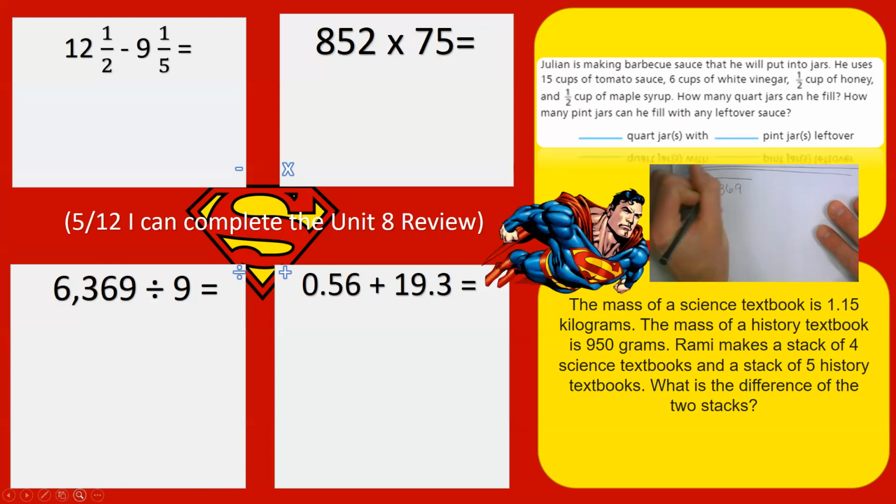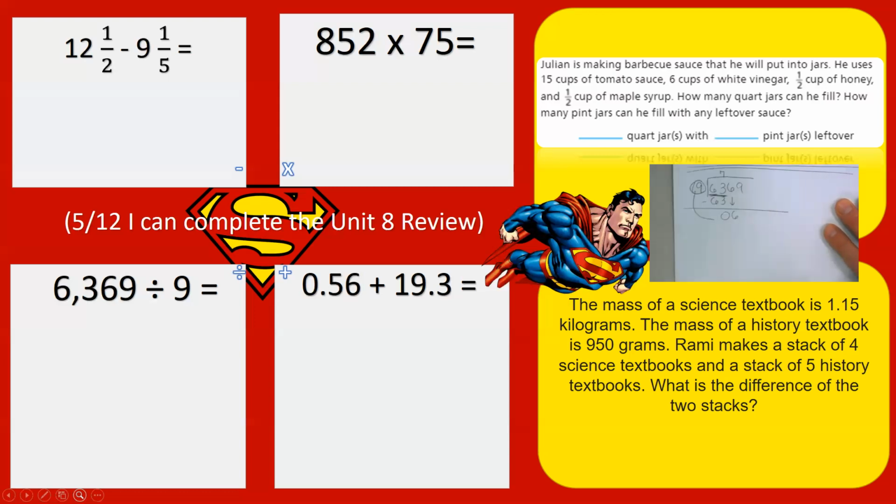6,369 divided by 9. We're going to count by 9s. How many 9s go into 6? None. 6 goes into 9, but not 9 into 6. What about 9 into 63? Oh yeah, 7 times, right? What's left over? Nothing, because 7 times 9 is 63. So when you pull out 7 groups of 9, there's absolutely nothing left over.